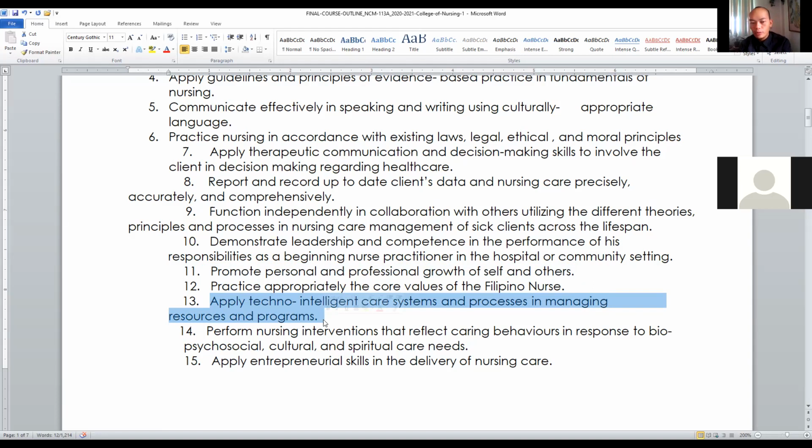e-health. So we have to apply techno-intelligent care systems in processing and managing resources and programs. We also have to maximize whatever resources we have, let it be technology, in the implementation of our community nursing. Number 14, perform nursing interventions that reflect caring behaviors in response to biophysical, cultural, and spiritual needs, and apply entrepreneurial skills in the delivery of nursing care.